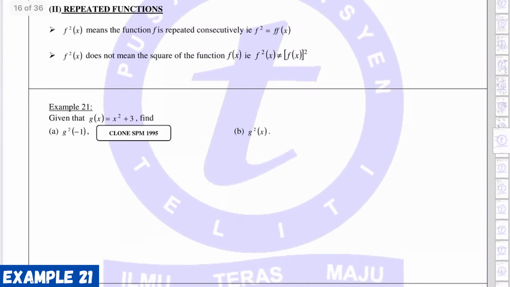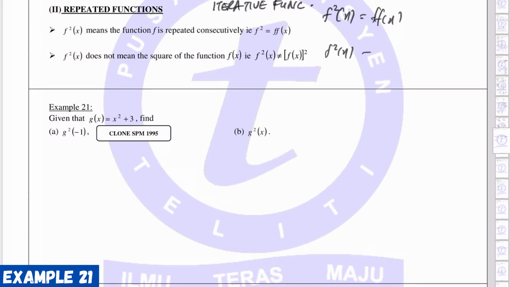Okay, let's move on to repeated function, or we call this iterative function. So iterative function simply means a function that repeats itself. So for example, if I give you f2(x), we write this as f(f(x)). Now take note that f2(x) is not the same as f(x) squared. It's not a square, it's not a function that you square. It's just putting a function f(x) inside function f(x).